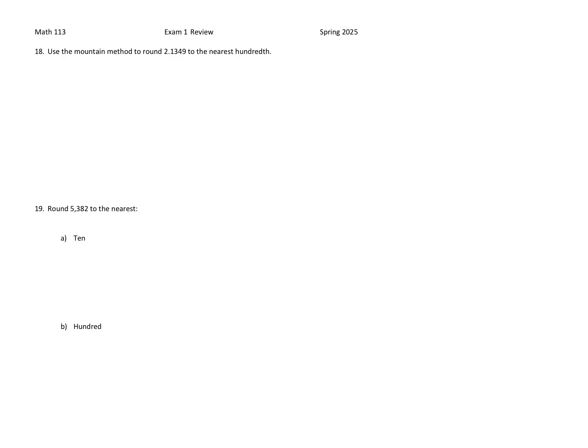Use the mountain method to round 2.1349 to the nearest hundredth. Okay, so the three is in the hundredth place there. So I'm going to draw a number line, and I'm going to do the hundredth below and the hundredth above.